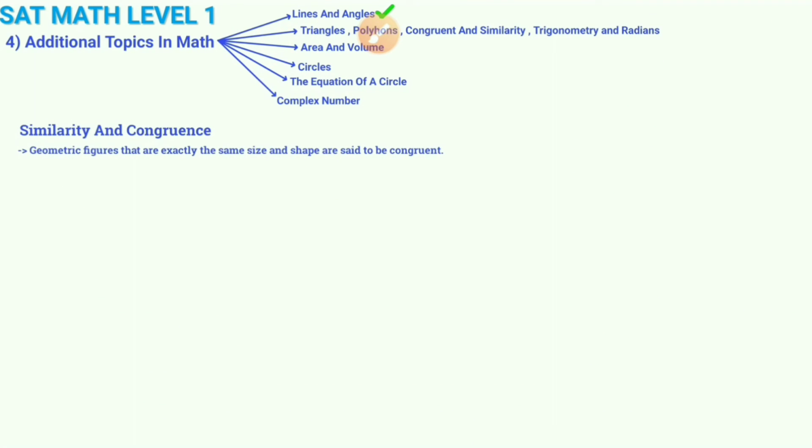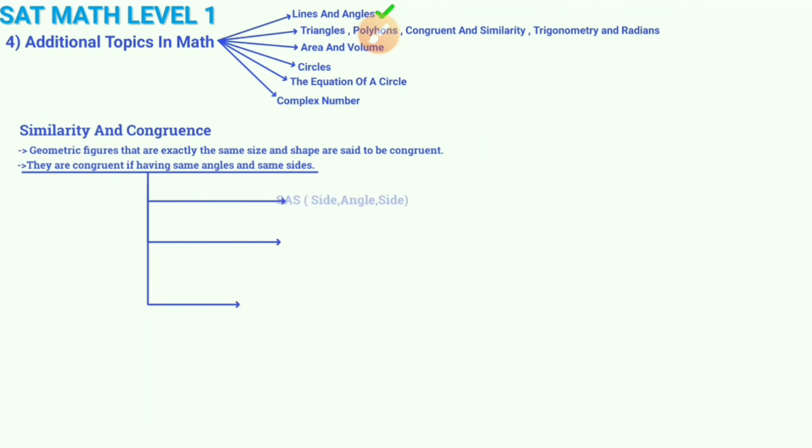Similarity and congruence. Geometric figures that are exactly the same size and shape are said to be congruent. They are congruent if they have the same angles and same sides.